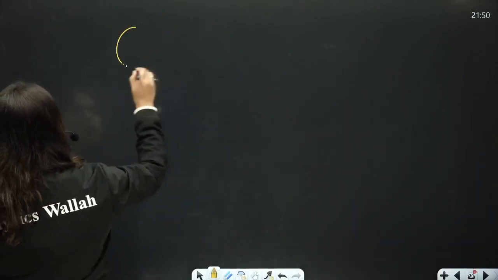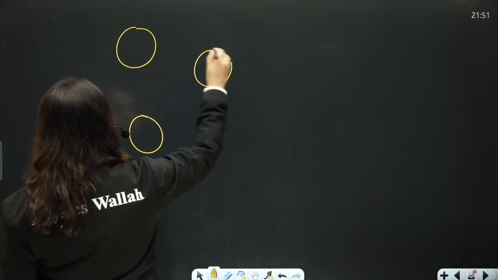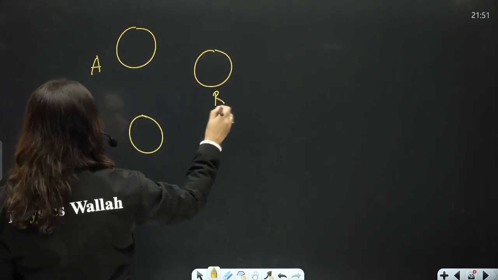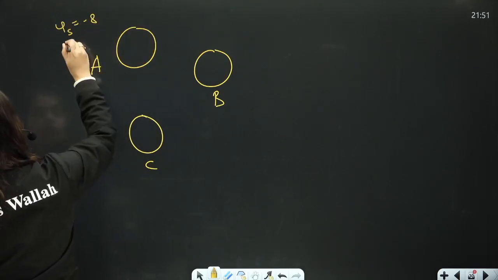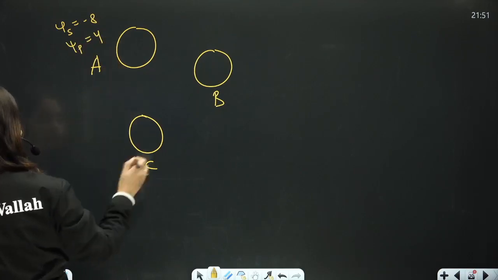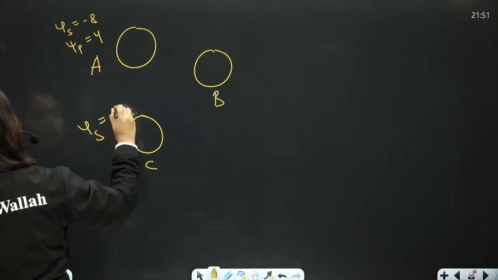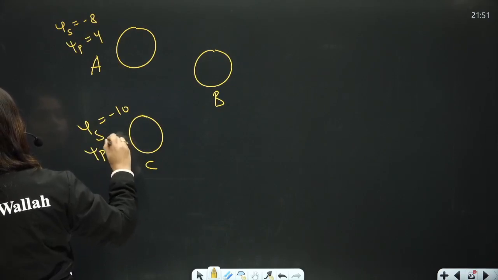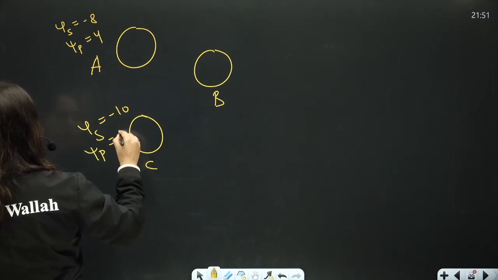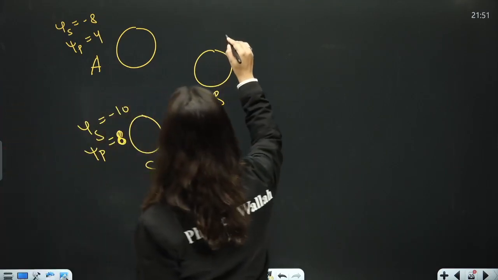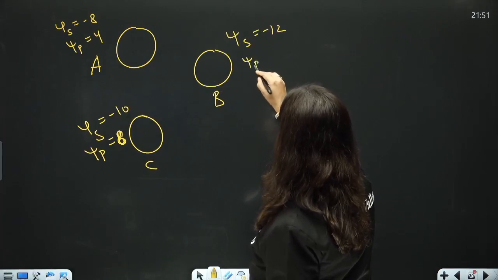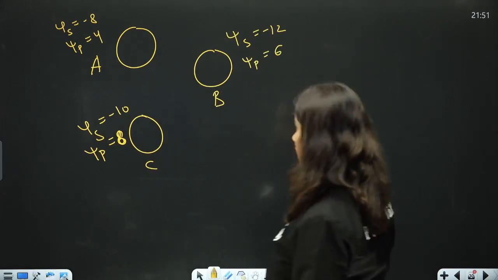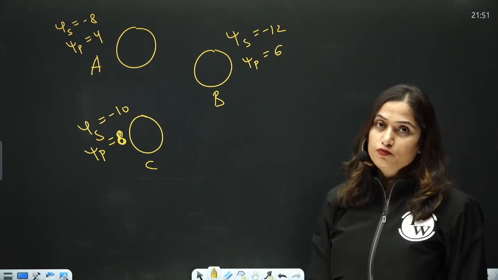What kind of question comes from this kind of portion? You have three systems, A, B and C. Here it is given that psi S is equal to -8 and psi P is equal to 4. Here psi S is equal to -10 and psi P is equal to 6. Not 6, let's take it as 8. Psi S -12, psi P 6. You have to predict the direction of movement.